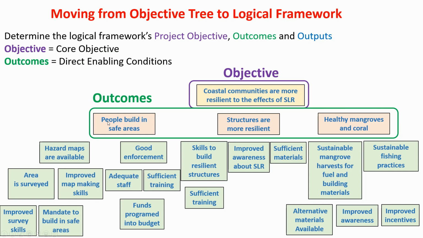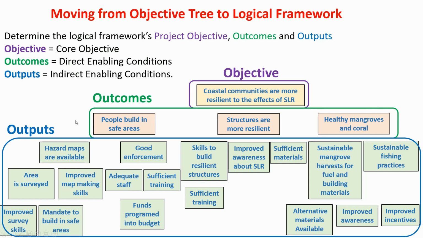So remember, with outcomes, you want change. You don't want your outcomes to simply be things that you produce, goods and services. Those are the outputs, right? So the outputs, these come from our indirect enabling conditions that we laid out in our objective tree. So very clearly, we can see how the roots of our objective tree contribute to the logical framework. And this helps us to make sure that everything in our logical framework is rooted in our theory of change.